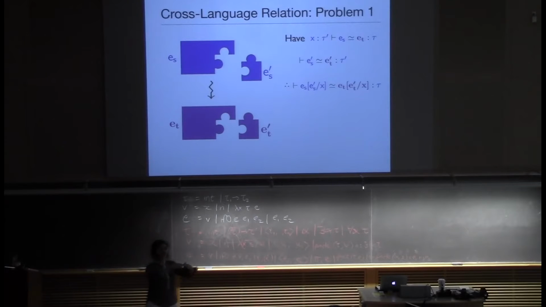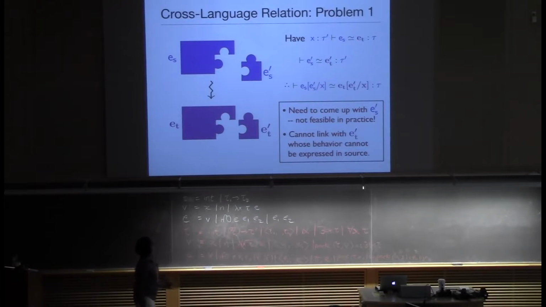That's because the compiler correctness theorem is effectively drawing a little boundary, right? It's saying, what are the things that are okay to link with? Basically, it's saying the only things that are okay to link with are things, when you can establish this relationship between an input source component and an input target component. So basically, this is a problem, right? You need to come up with this ES prime, which is not feasible in practice, right? And you can't link with ET primes whose behavior cannot be expressed in your source language.